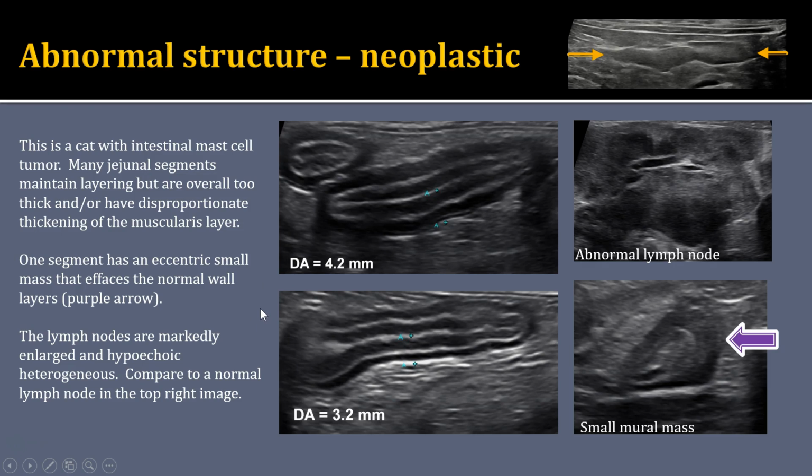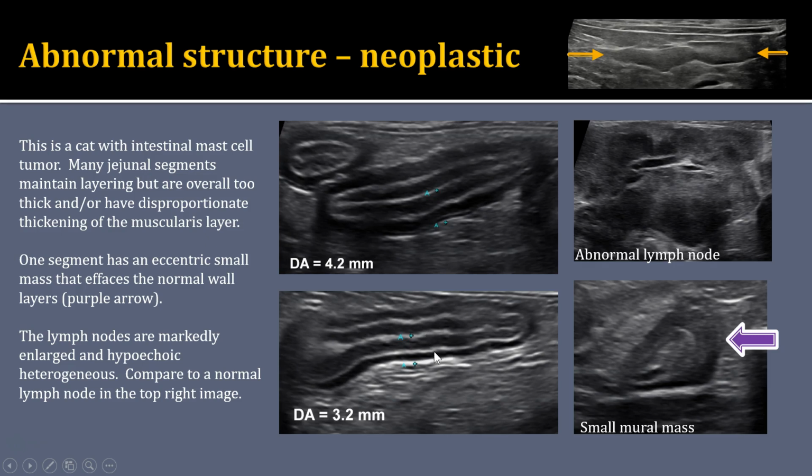This is a cat that has mast cell neoplasia, and this patient exhibits both diffuse lesions as well as a focal lesion. In the segments depicted in the middle of the slide, we can identify normal wall layers. Here's our lumen, but the wall is too thick and there is disproportionate thickening of the muscularis layer.